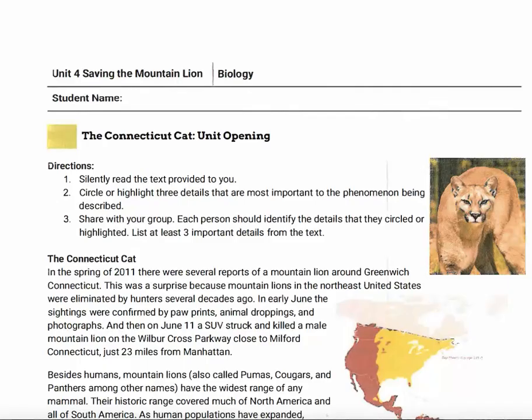So as I read the text aloud, I want you to circle or highlight three details that are most important to the phenomenon being described. And then we're going to share out. So each person should identify the details that they circled or highlighted. So you're looking for at least three important details from the text as I read.